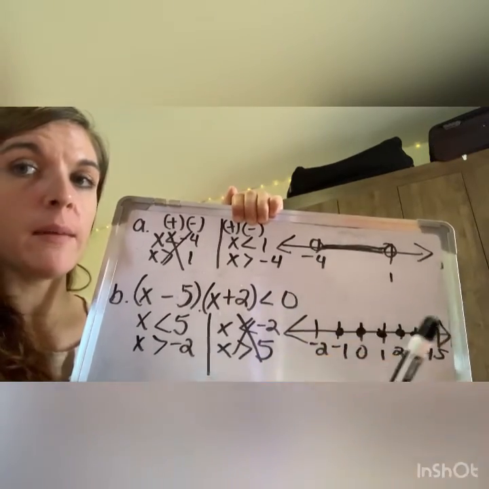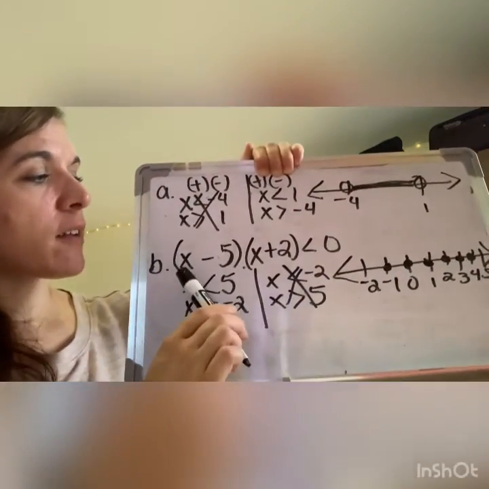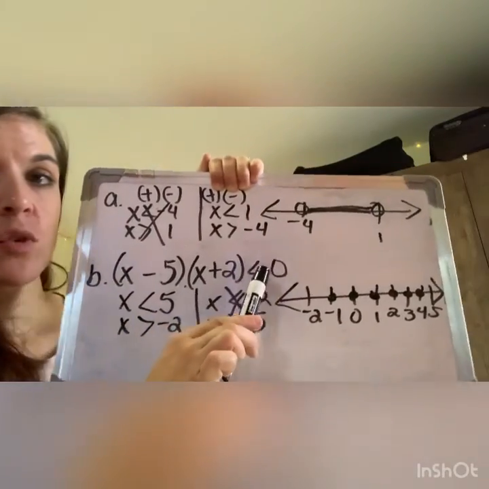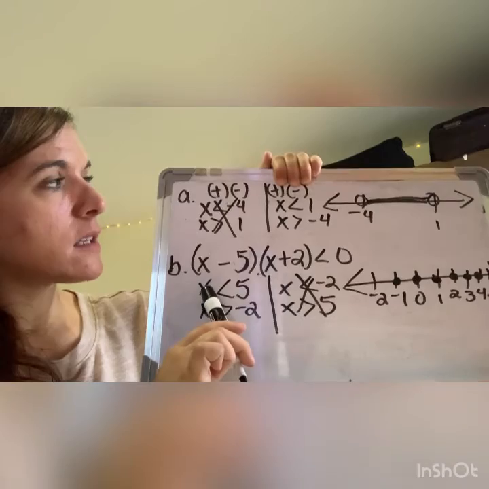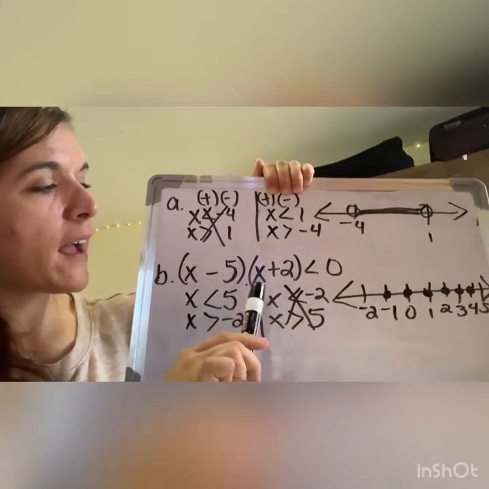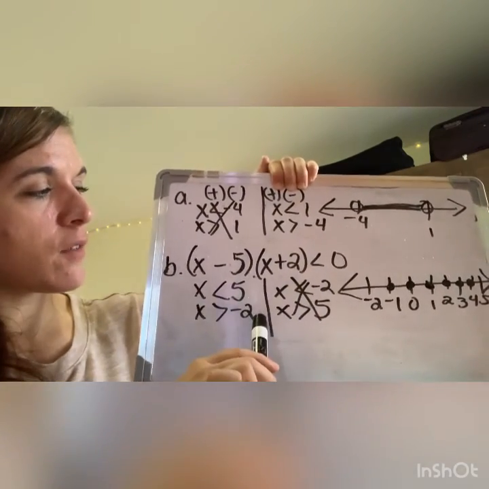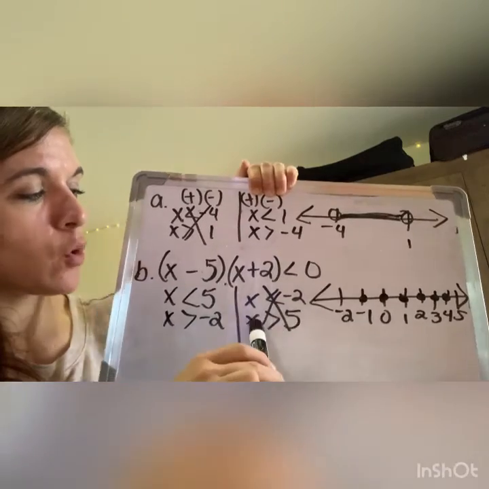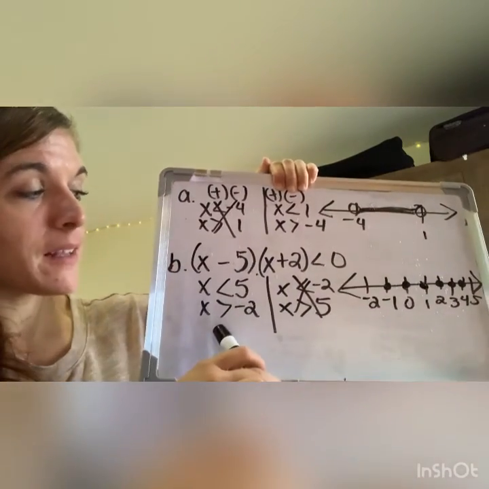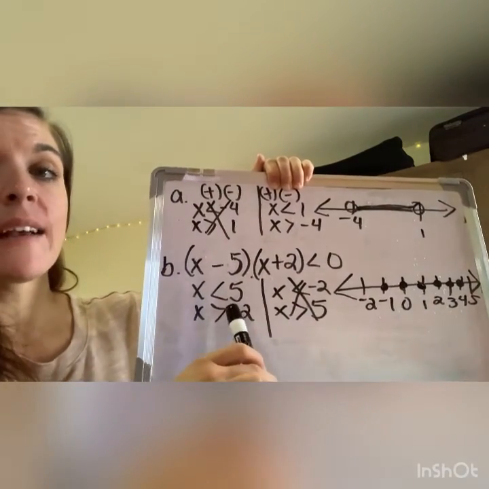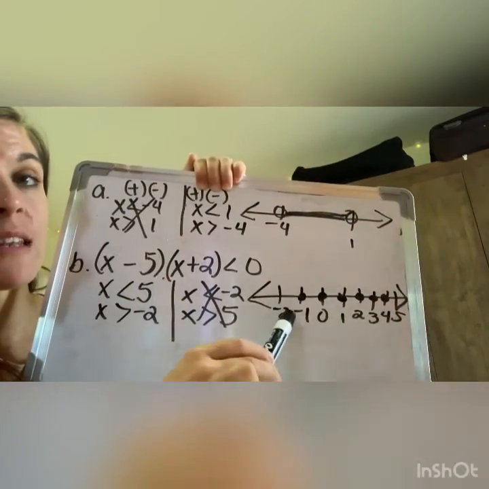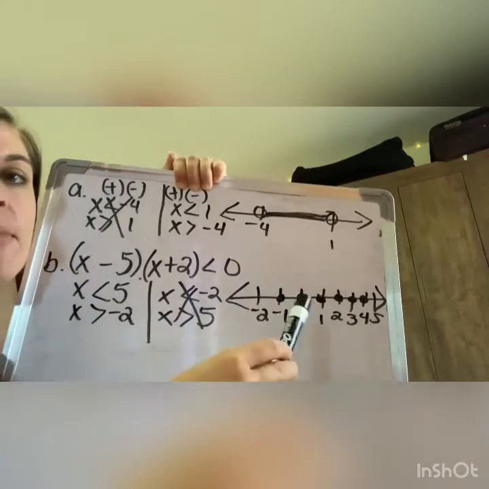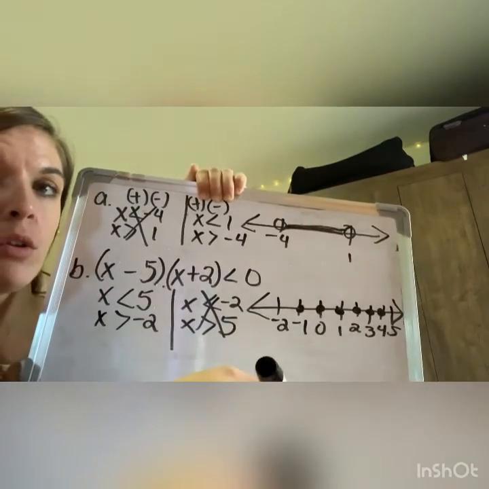This one over here, I factored it out to X minus 5 times X plus 2 is less than 0. So you have X is less than 5 and X is greater than negative 2. X is less than negative 2. X is greater than 5. So I picked this one because that one's the possible one. X is less than 5 but greater than negative 2. Okay, but they're integers, not including negative 2 and 5. So I have them there but not colored in at all.